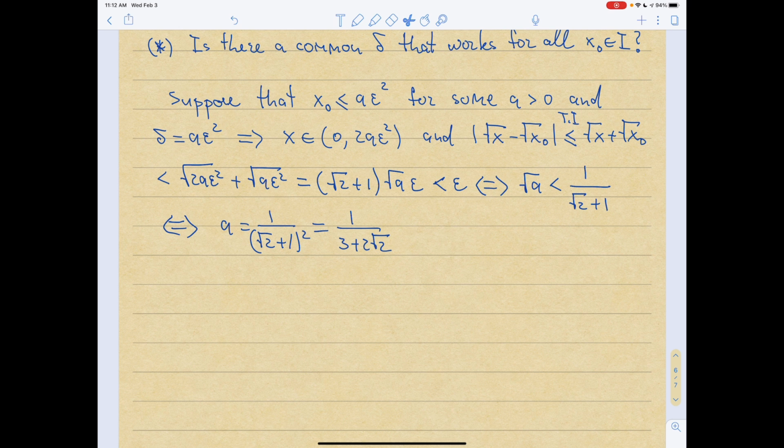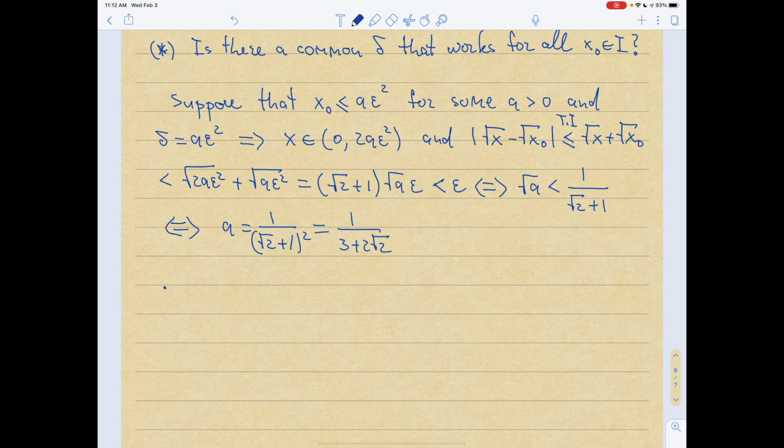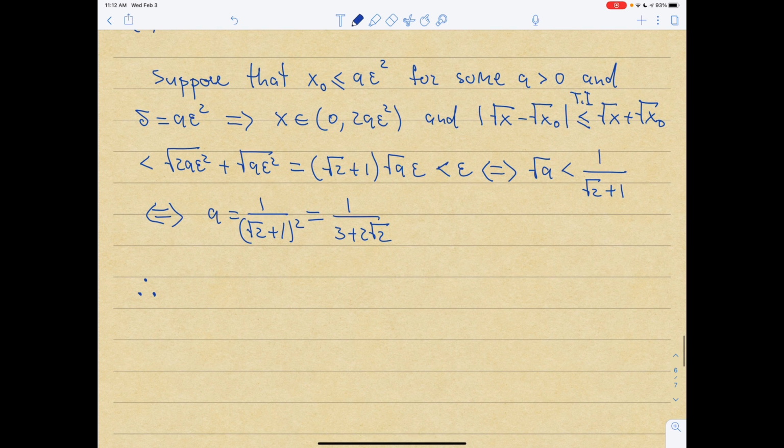Okay, so then what have we got? So therefore, if x0 is less than a epsilon squared, we have delta equal to epsilon squared divided by 3 plus 2 radicals of 2.